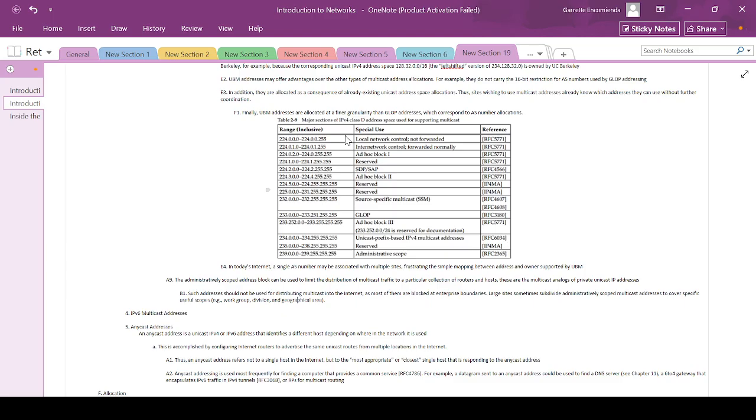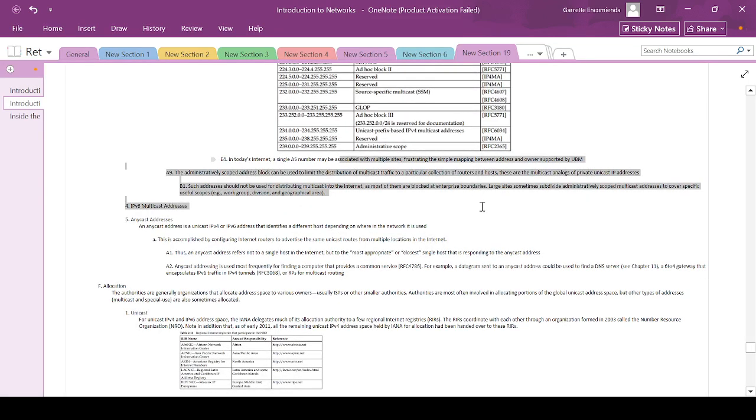So it is a finer granularity than GLOP addresses because GLOP corresponds to the AS number allocation rather than unicast. In today's internet, a single AS number may be associated with multiple sites. So this single AS provided by GLOP could be from multiple sites, frustrating the simple mapping between address and owner supported by UBM. So instead of being able to convert that to the actual unicast host, you need to determine which site it is converted because a single AS could be in multiple sites.